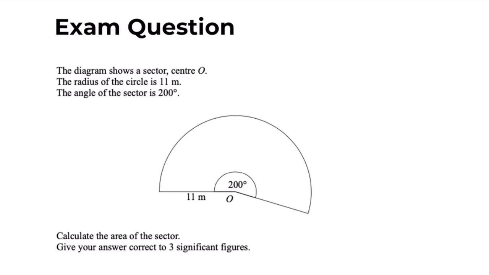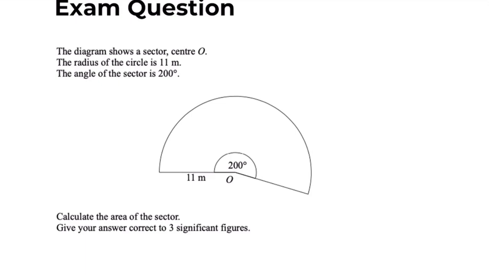Okay, just 1 more minute and then I'm going to go through the answers. Okay, I'm going to start going through the answers now. So it says the diagram shows a sector. So again, it's part of the circle, so it's a sector. We know that the radius is 11 meters. Okay, so that's what we're given in the question. The radius is 11 meters.